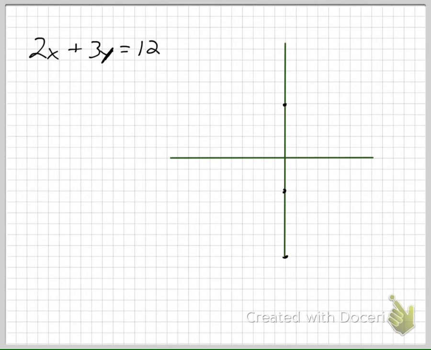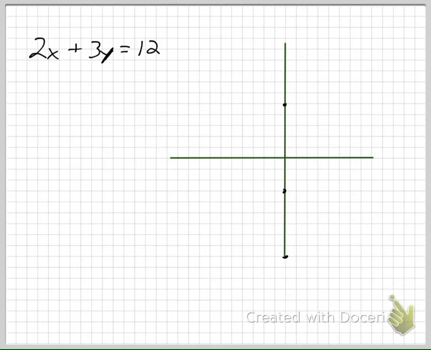X will be 0. Right? Wherever it crosses the y, what is true about x? That it's 0. Do you agree with that? Wherever our line crosses the y, x is 0. Right?